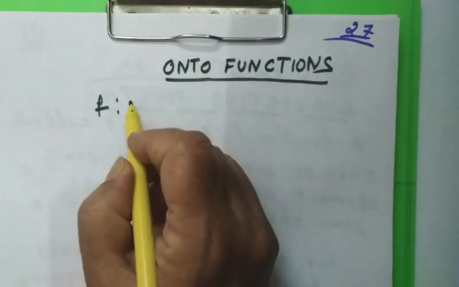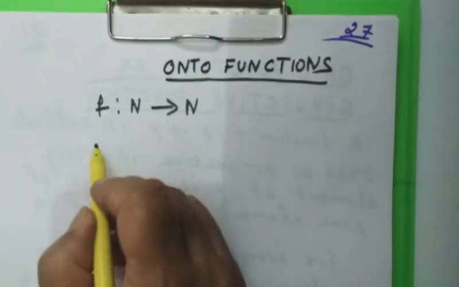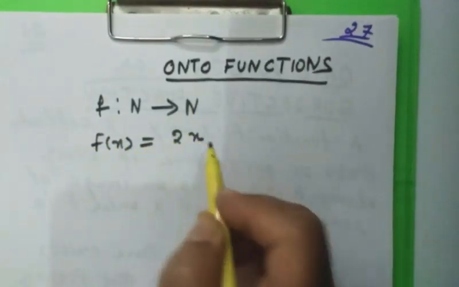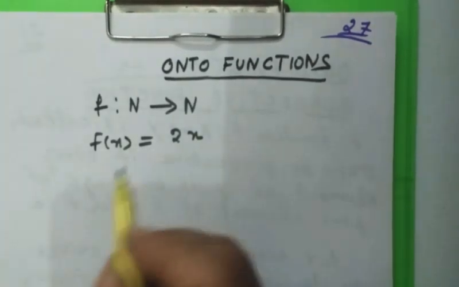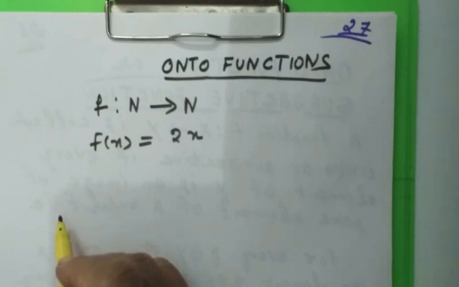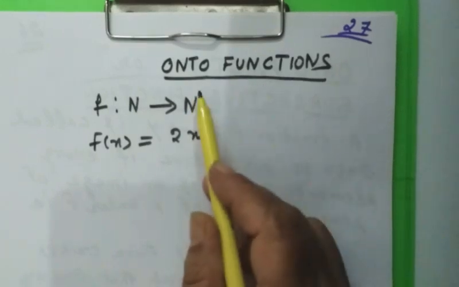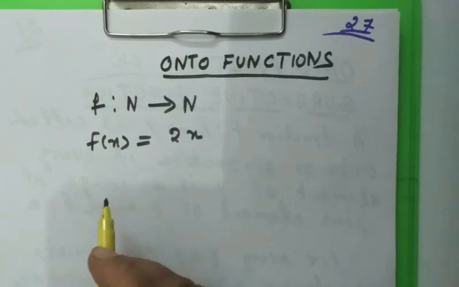Consider a function f from the set of natural numbers to the set of natural numbers given by f(x) is equal to 2x, and we have to check. Let us see what type of function it is, then we shall check whether it is 1-1 or onto or not. Although I haven't told you the definition of onto, first I would like to discuss one example, then we shall go to the formal definition.